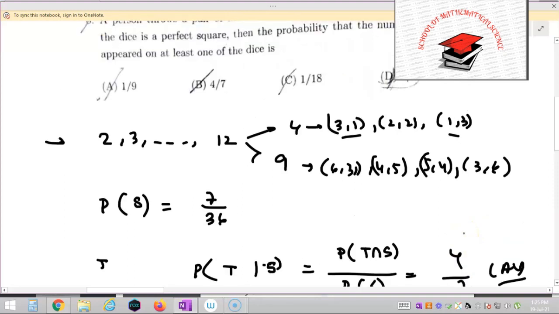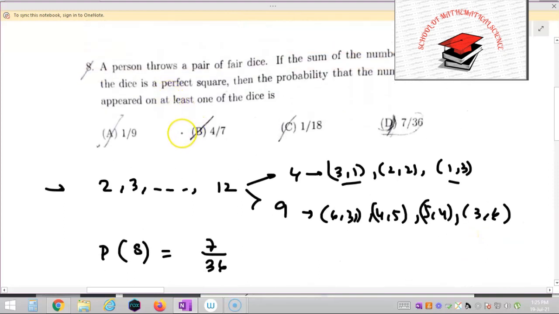Let us see the options. You can see 4 by 7 is our option B. So option B is our correct option. So we have solved the question number 8. Now let us solve the question number 9.